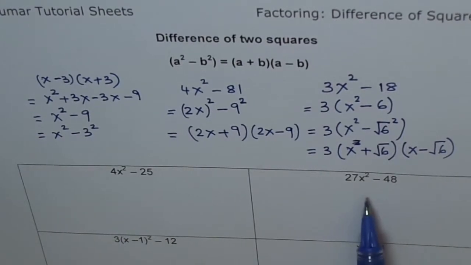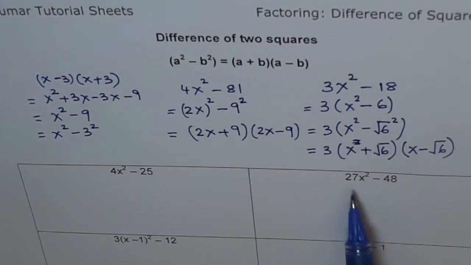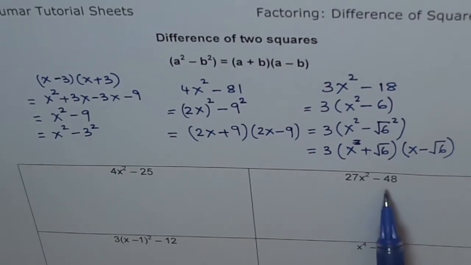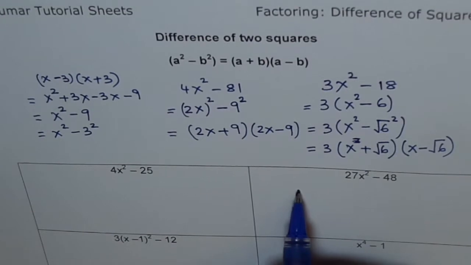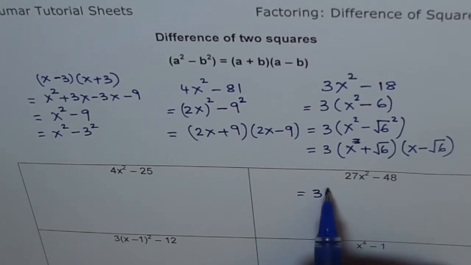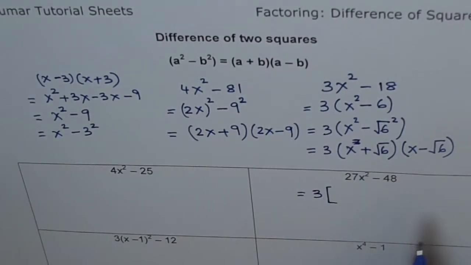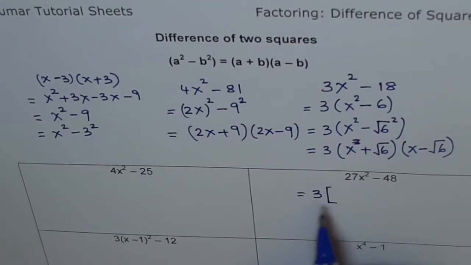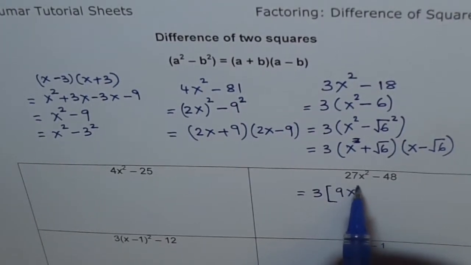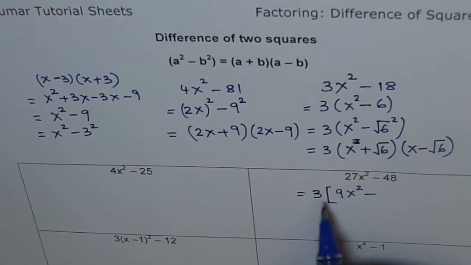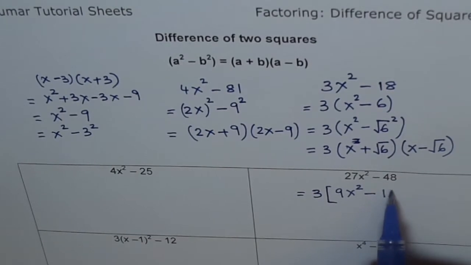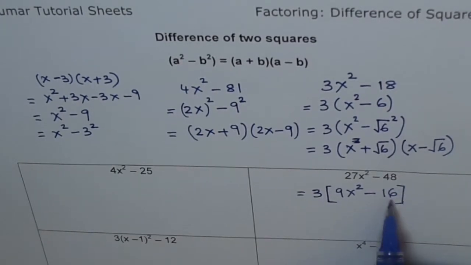How about this one? Now here is something common. Look for a common factor. Maybe you can say 3 is common, correct? Yes, 3 is common. So let me do the first step for you here. We can write this as 3 times, let me use a square bracket just for clarity. 27 divided by 3 is 9, right? So you get 9x square minus, if you divide 48 by 3, what do you get? 3 times 1 is 3, and then 18 is 16. 3 times 6 is 18.